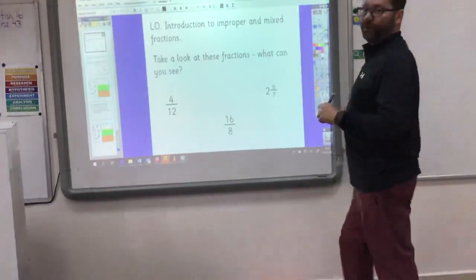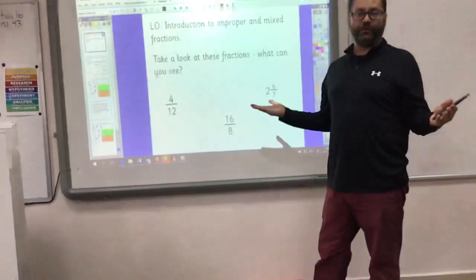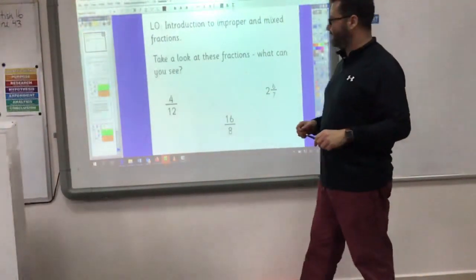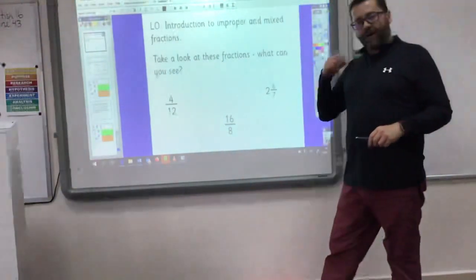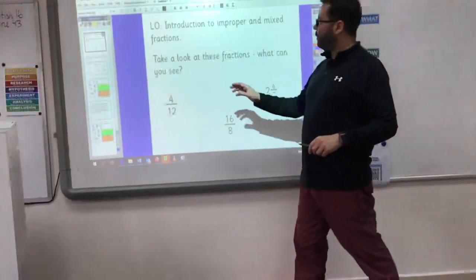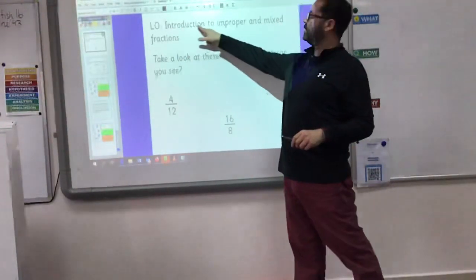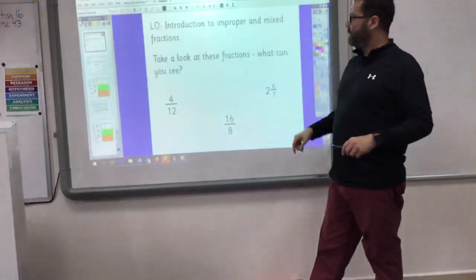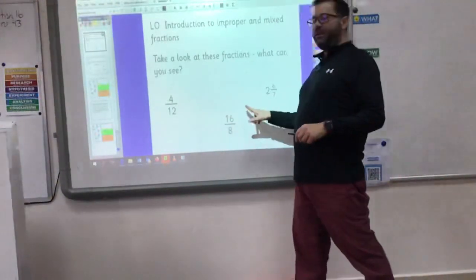Okay, today we're going to continue looking at fractions. And this time we're going to be looking at fractions that are similar, but are actually really quite different. Okay, first of all, what I want you to take a look at when we're introducing improper and mixed fractions is these three different fractions.